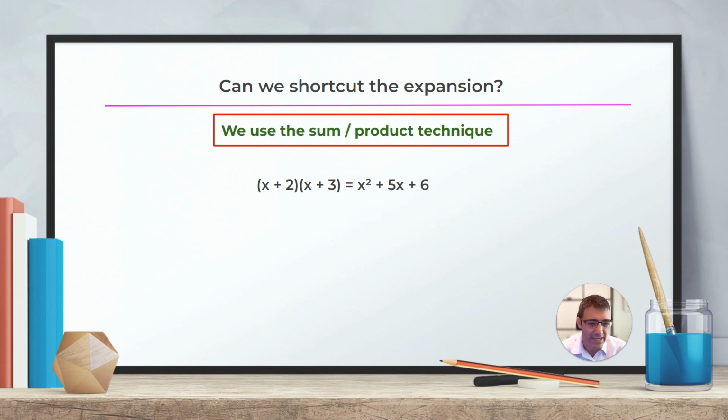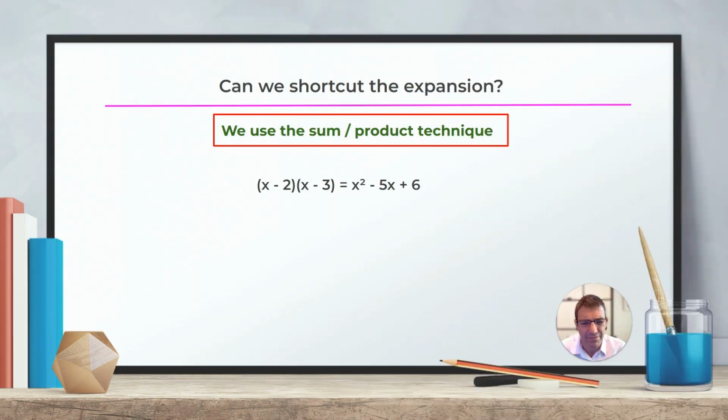And so now when you look at x plus 2 times x plus 3, the sum of 2 and 3 is 5, which is the 5x in the middle, and the product of 2 and 3 is 6, which is the 6 at the end. So can we use this technique with negative numbers? Well, when you do the sum of 2 and negative 3, so 2 plus negative 3, you get negative 1, which is negative x. And when you do the product of 2 and negative 3, which means the multiplication of 2 and negative 3, you get negative 6, because a positive times a negative is a negative number. So the product, 2 times negative 3, is negative 6. And so using this technique still works when you have negative numbers.